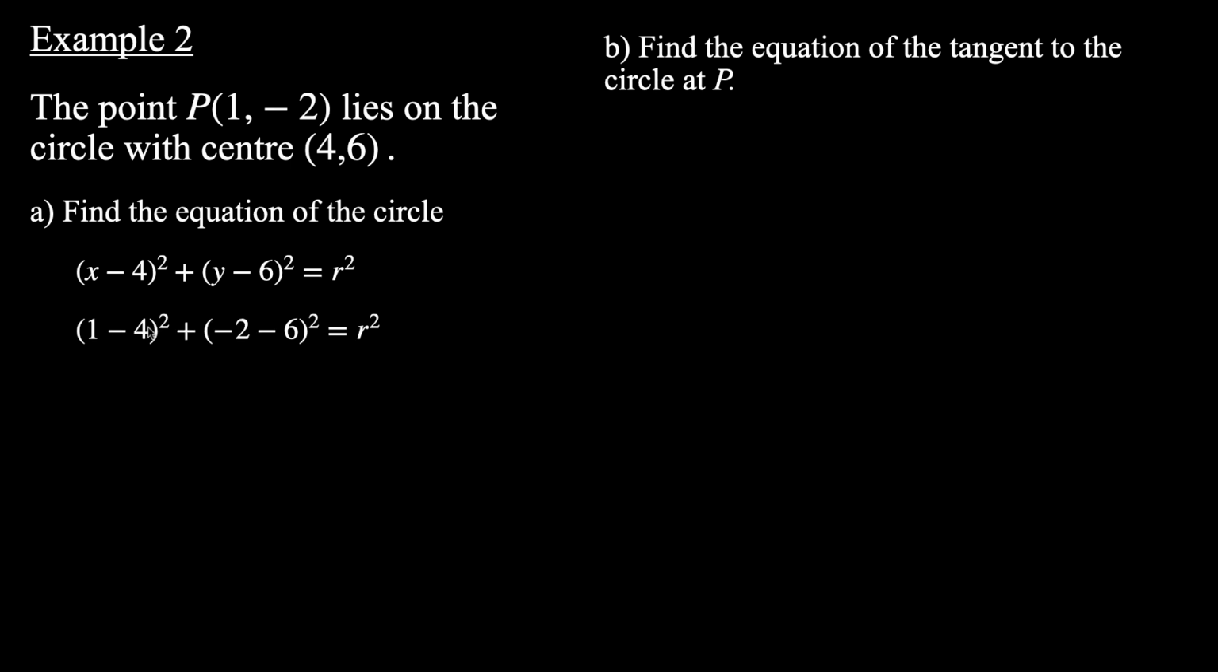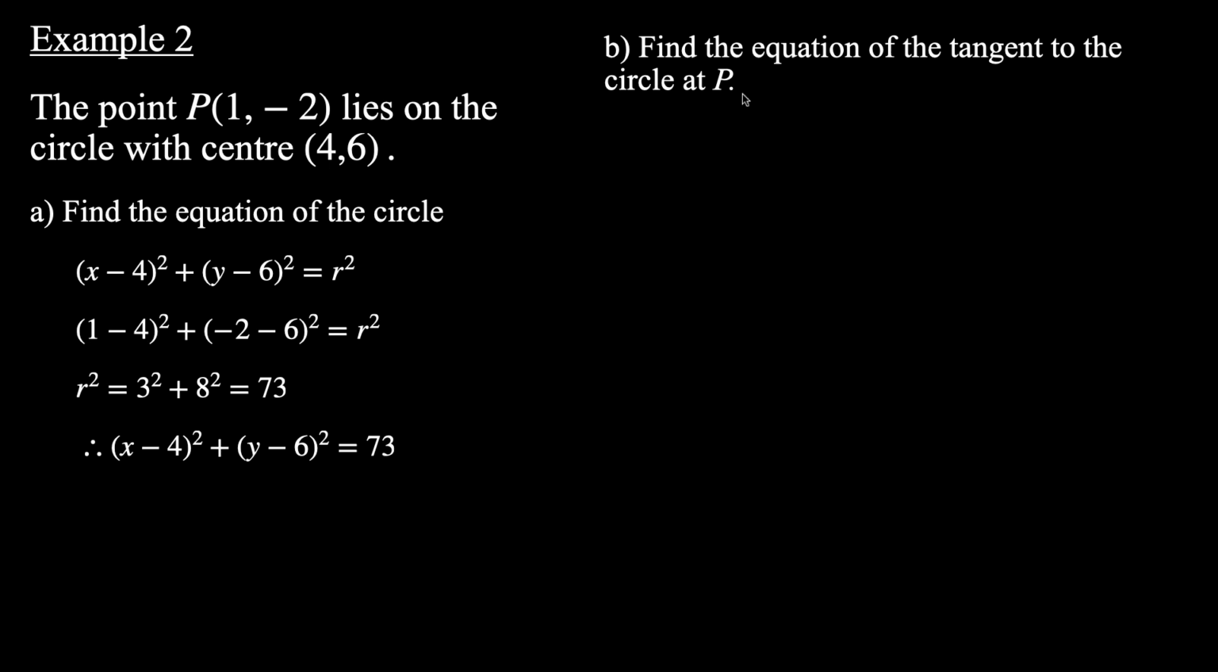So we get 1 take 4 all squared plus -2 take 6 all squared. Then we can say r squared will equal 3 squared plus 8 squared. That's 64 plus 9, which is 73. So r squared is 73. Then we can say the equation of the circle will be x take 4 all squared plus y take 6 all squared equals 73. Part B says find the equation of the tangent to the circle at P.